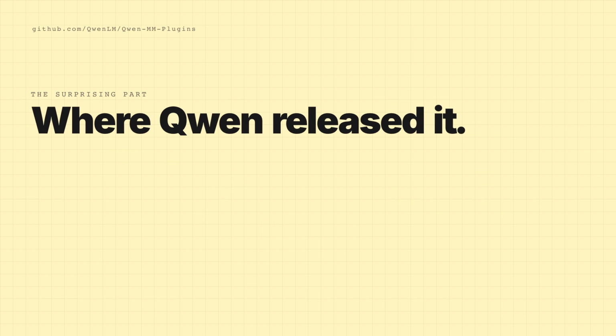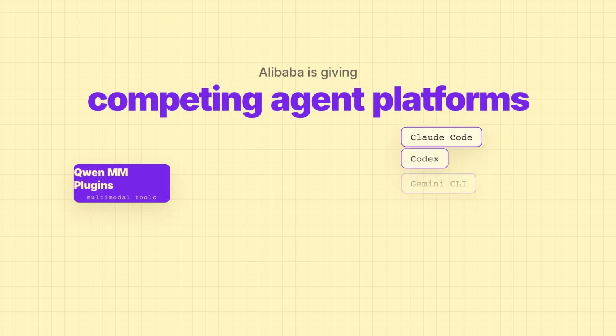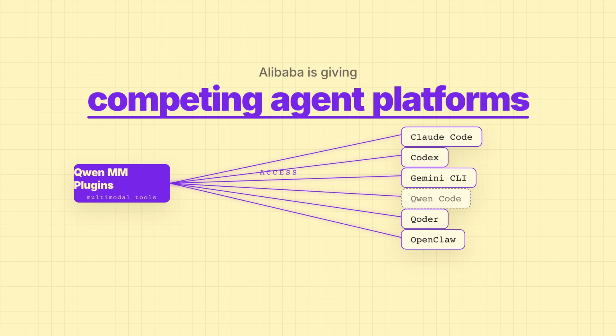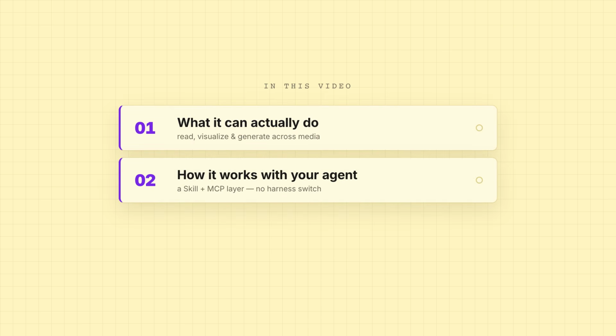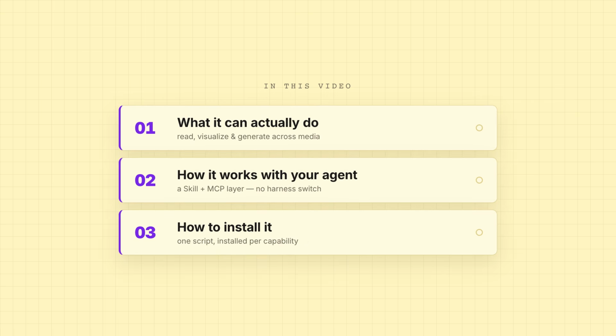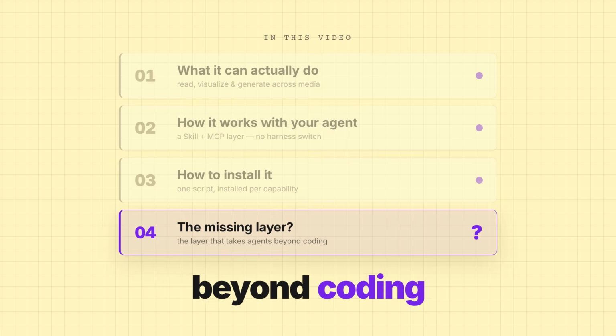The surprising part is where Qwen released it. The official installer supports Claude Code, Codex, Gemini CLI, Qwen Code, Qoder, and OpenClaw. Alibaba is giving competing agent platforms access to Qwen's multimodal tools. So in this video, we'll see what Qwen MM Plugins can actually do, how it works with your existing agent, how to install it, and whether this is the missing layer that finally takes AI agents beyond coding.